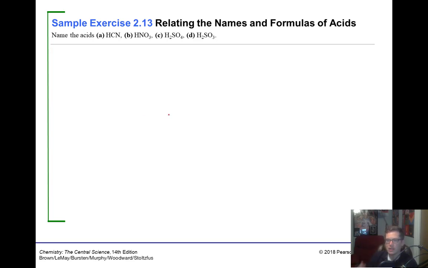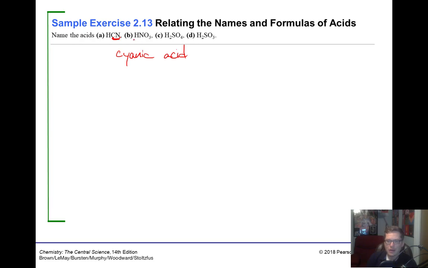So we're going to name these acids here. Looking at this one, we know that this polyatomic is cyanide, so it turns into an ic. So this becomes cyanic acid, or hydrocyanic acid. It can go either way. People refer to it either way. It's kind of like the exception, because it ends in ide, and I told you before that ide changes to hydro-ic, but because this is a polyatomic, there's a little bit of debate on this one.